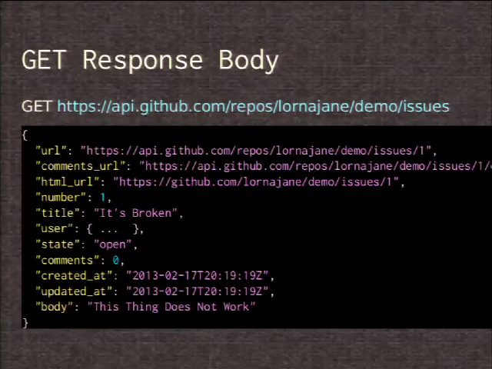This returns us the URL. This is how we identify this issue. It has a unique URL. We will be making requests to this with different verbs.